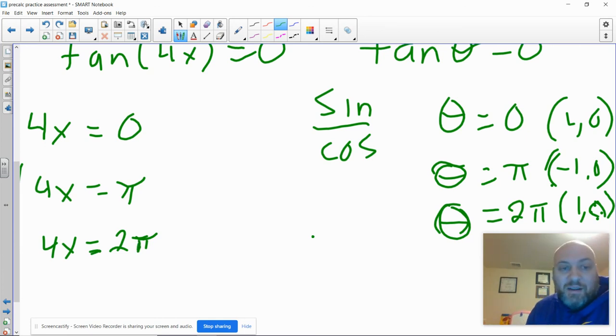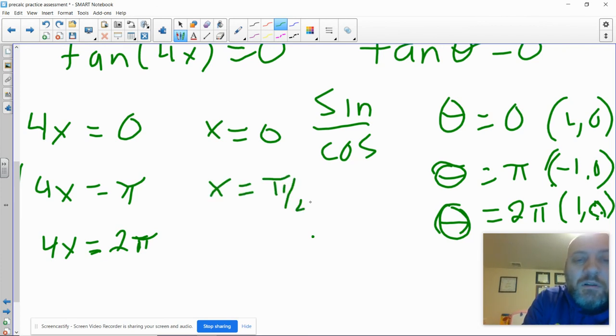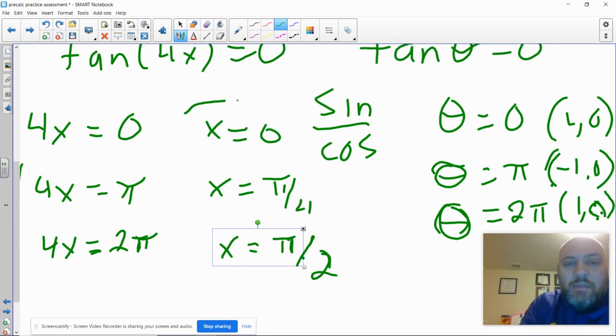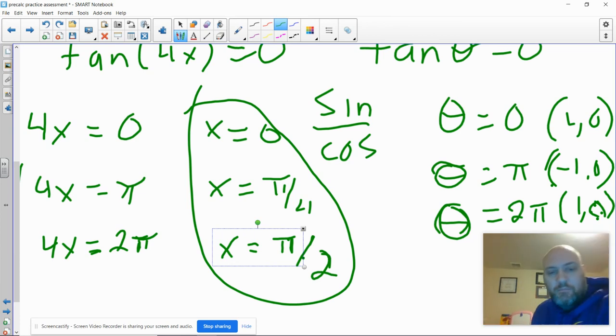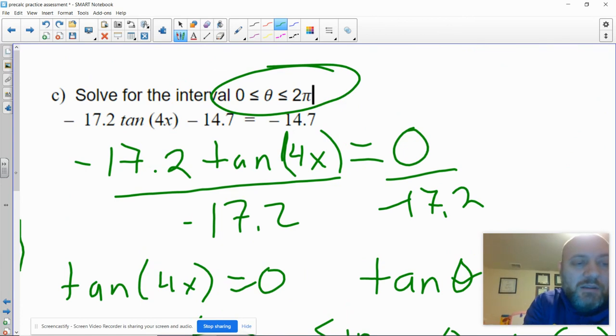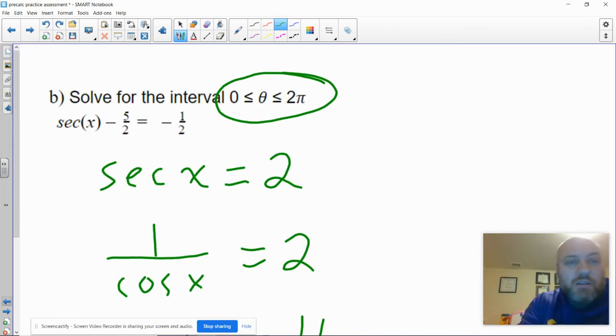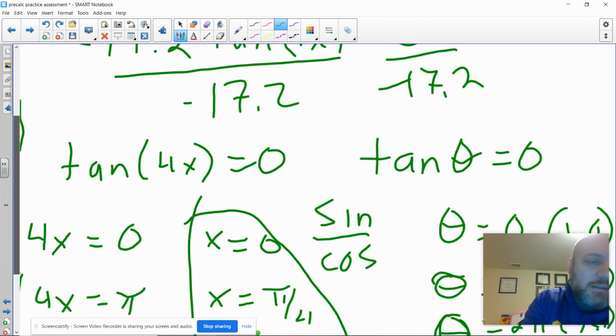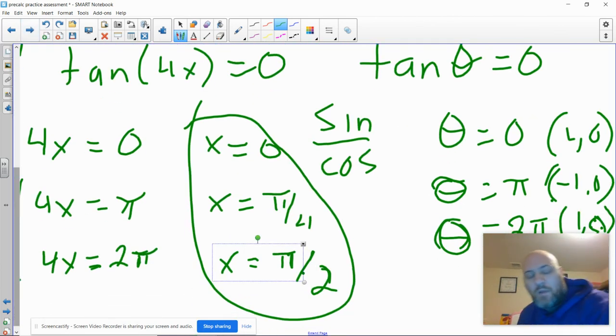And now I'm just going to solve by dividing both sides by 4 each time. So 0 divided by 4 is 0. Pi divided by 4 is pi over 4. And 2 pi divided by 4, when I simplify it, becomes pi over 2. And these are my 3 solutions. Again, I have the restriction of between 0 and 2 pi, so I'm not adding the plus 2 pi k. So it is just those 3 solutions that solve this problem.